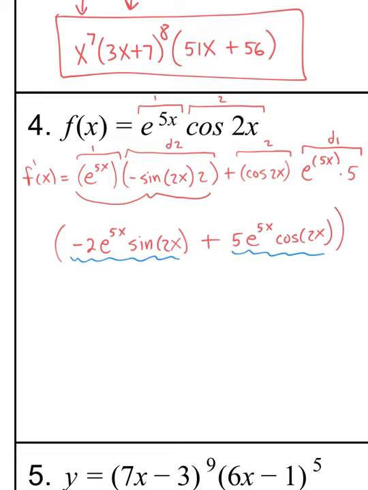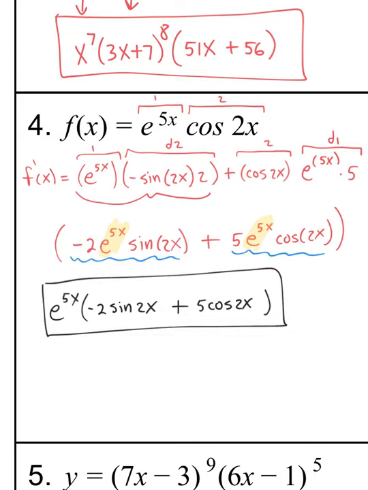Is there anything we can factor out? What's common to each side? Well, I can factor out right here e to the 5x. So let's put that out front, e to the 5x. Now I just simply divide each term by that common factor. If I divide this term by e to the 5x, I'm left with negative 2 sine of 2x. And then if I divide the second term by my common factor, I'm left with 5 cosine of 2x. And there's your final best factored answer.